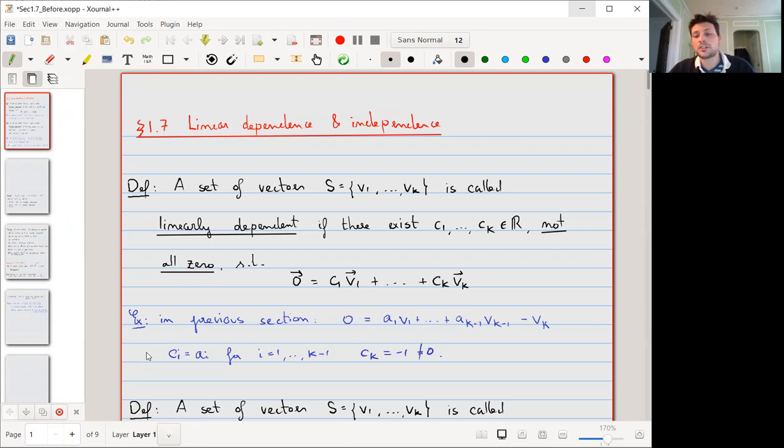I want to bring your attention to the last remark in the previous video, in which we saw that at some point we wrote the zero vector as a linear combination of vectors v1 through vk, and we knew that at least one of the coefficients was non-zero. In other words, the vectors v1 through vk in that example were a linearly dependent set.